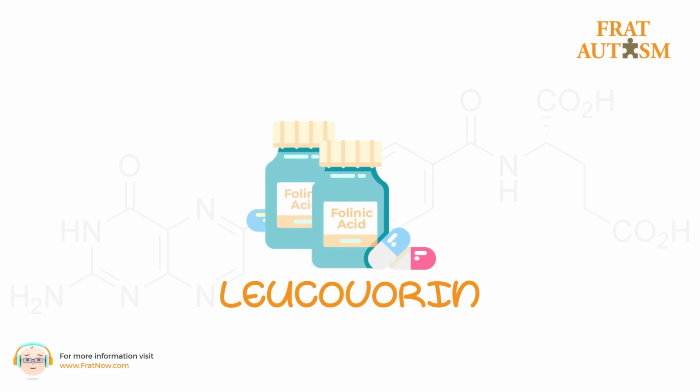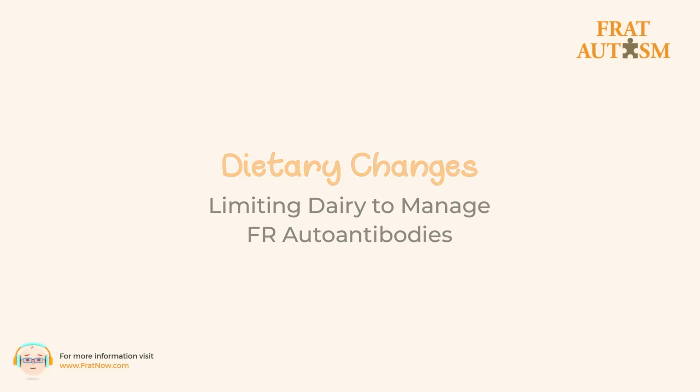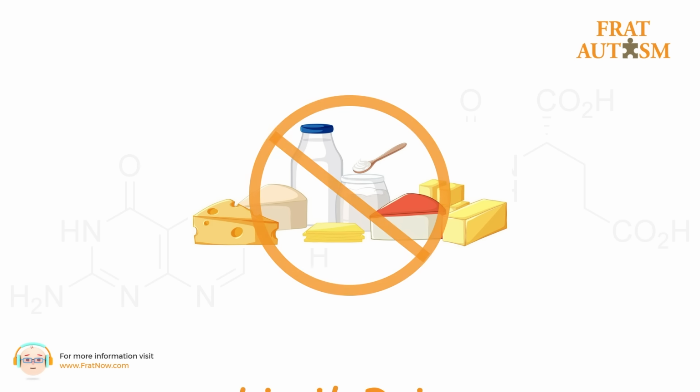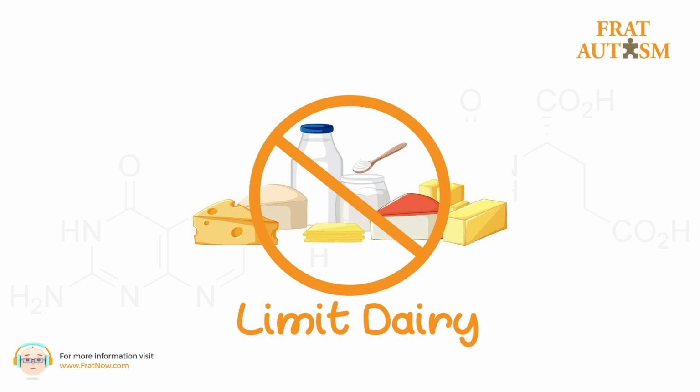This includes high-dose folinic acid, also known as leucovorin. This is a form of folate that can enter cells via alternative pathways not dependent on the folate receptor. It uses the reduced folate carrier. Sometimes, dietary adjustments are also recommended, specifically the elimination of dairy products. Evidence shows that exposure to dairy may exacerbate the levels of folate receptor autoantibodies.